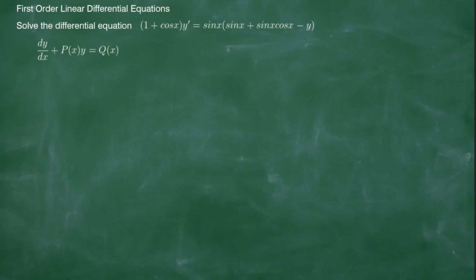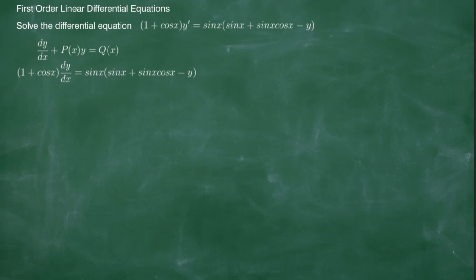First order linear differential equations. Solve the differential equation (1 + cos x) y' = sin x (sin x + sin x cos x − y). So the standard form will be dy/dx + p(x) y = q(x). So y' is dy/dx.